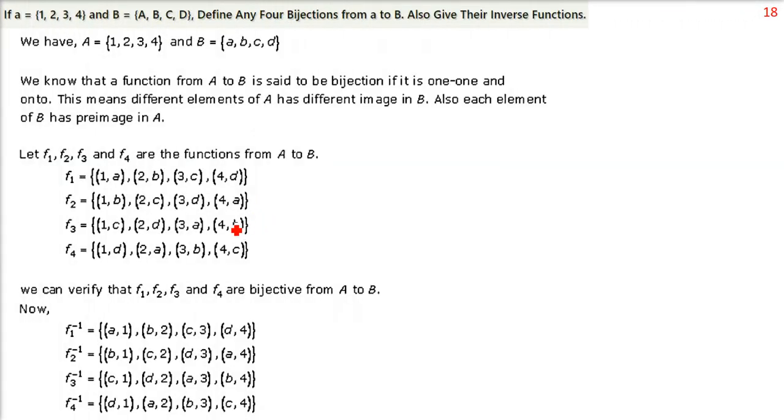Next question is, if A equals {1, 2, 3, 4} and B equals {a, b, c, d}, define any 4 bijections from A to B, also give their inverse functions. So we have, say, two sets A and B. When will it be bijective? When it will be one-one and onto, that is, all the pairing means one-one, no repetition, and onto means all the elements of set B are engaged. Here this is 1, 2, 3, 4 and here we have a, b, c, d.